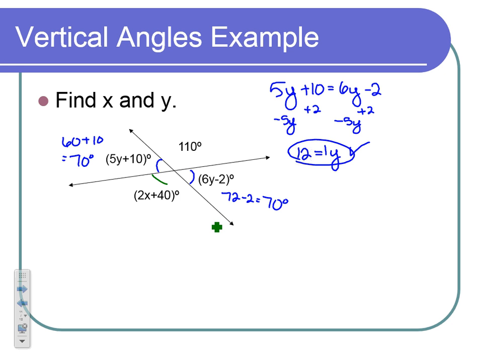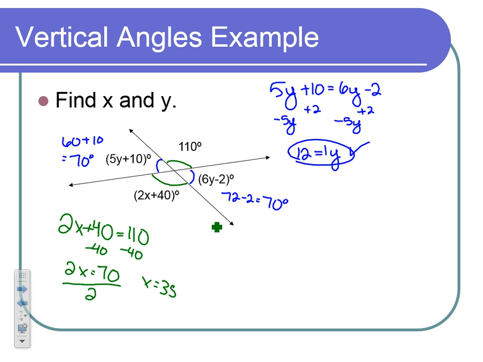Okay, this one for the x is even easier because you only have one side that has a variable. So we say 2x plus 40 is equal to 110. Two-step equation, subtract 40. Then I have 2x is equal to 110 minus 40. And then what is half of 70? Well, that is 35.